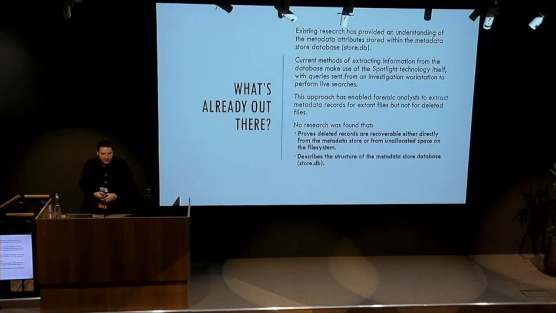So first of all, what's already out there in terms of that? I mentioned already the tool by 504 Forensics that's no longer available. There was no documentation to get you through the store.db file. The current methods of interrogating Spotlight use Spotlight itself. The lookup service that I showed you the example of in the bash script is using the Spotlight tools to interrogate the database. There was no research out there that proves deleted records are recoverable, either directly or from unallocated space, and nothing out there describes the actual structure.